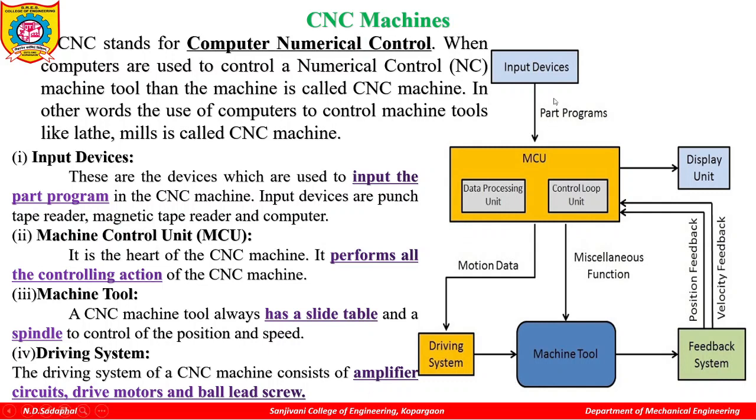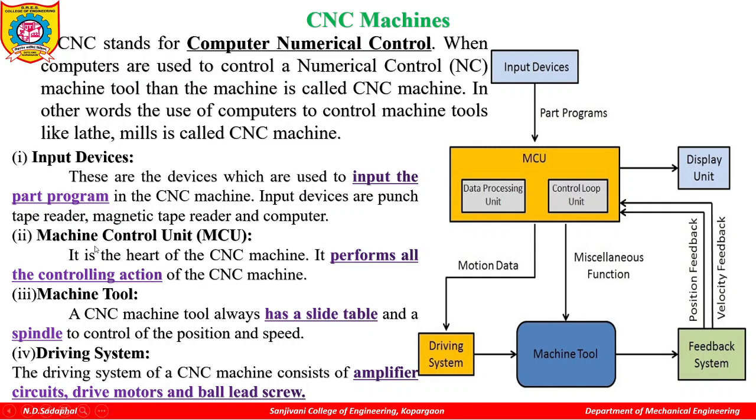So the first very important part is the input device. You have to prepare a program in the form of zeros and ones, which can be understood by numerical control. No other language can be understood by numerical control. You only have to give the program in terms of zeros and ones. Input devices are the devices used to input the part program into the CNC machine. It may be a punch tape reader, magnetic tape reader, computer, etc. These devices are used to prepare a program.